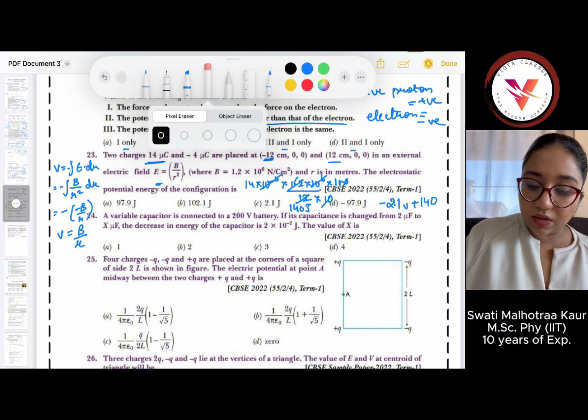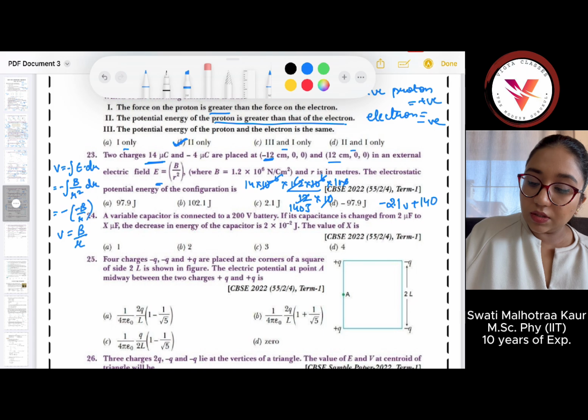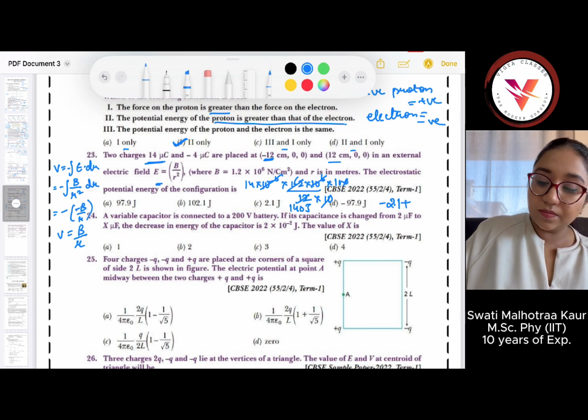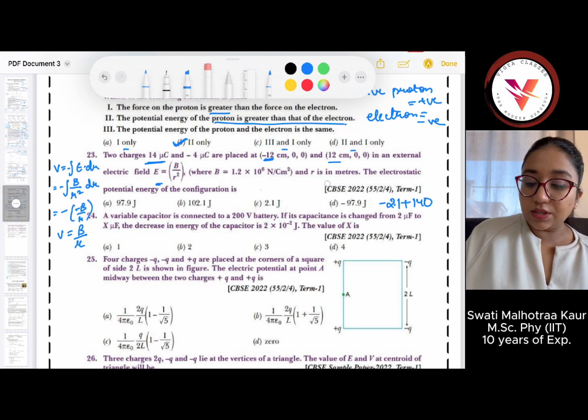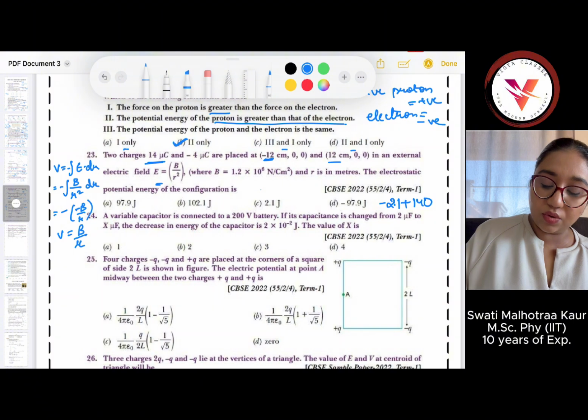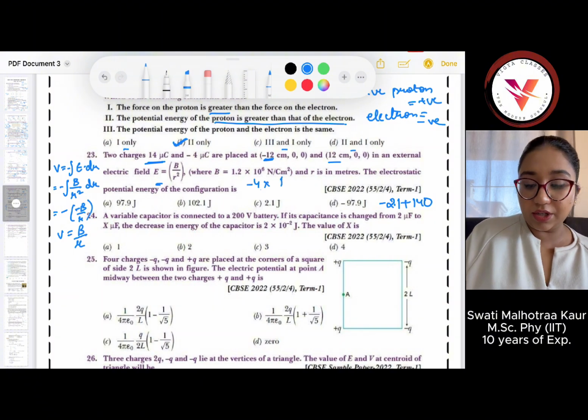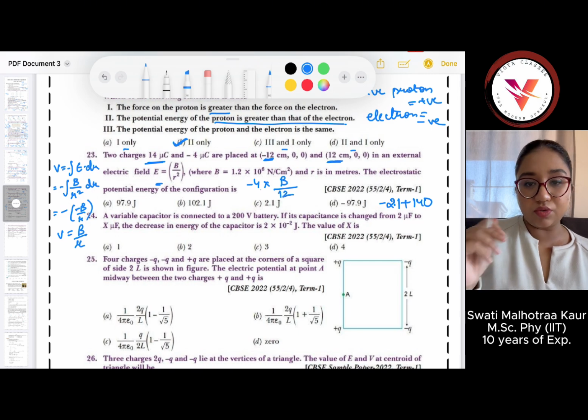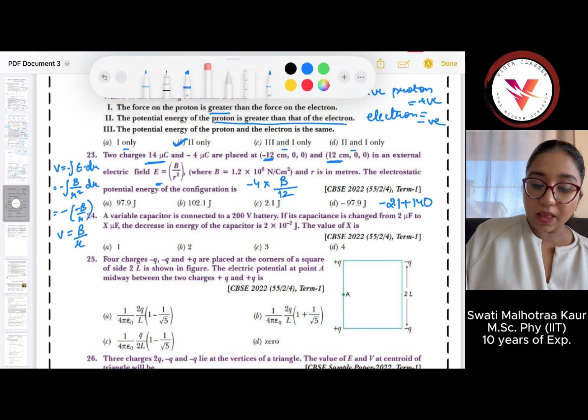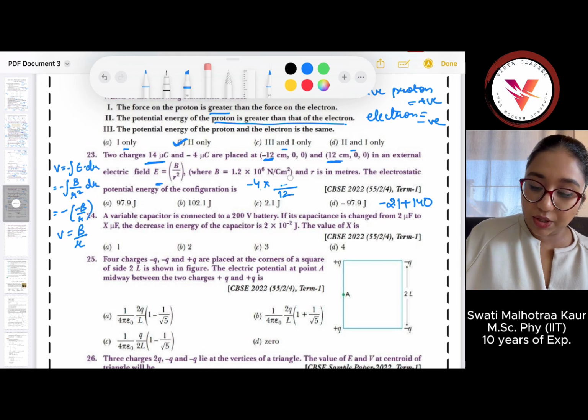I have taken V here. It's plus 140, and then the other last one is minus 4, so it's minus 4 into the potential, that is B by R, and here the R is 12 because from the origin it is 12, and B has a value of 1.2.